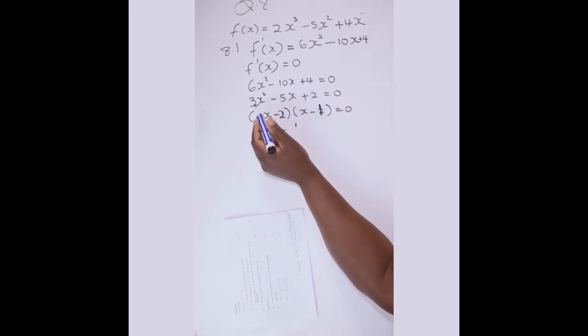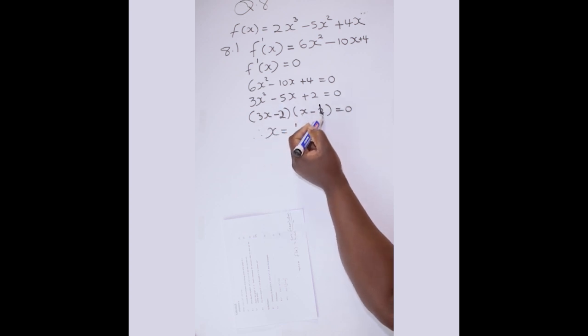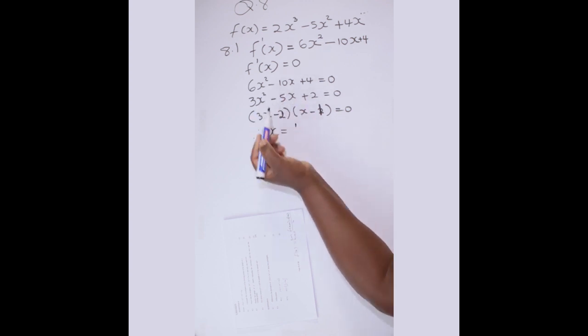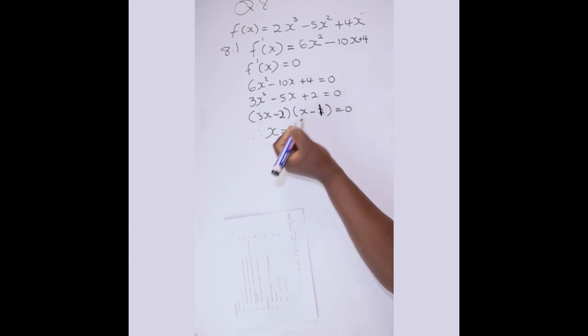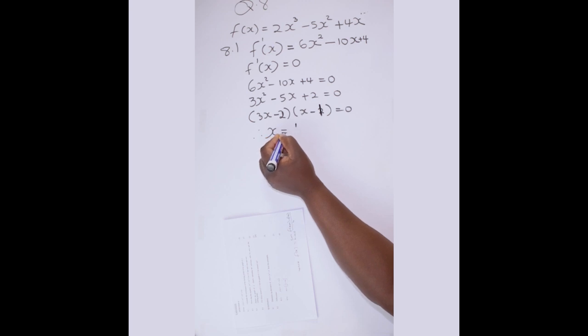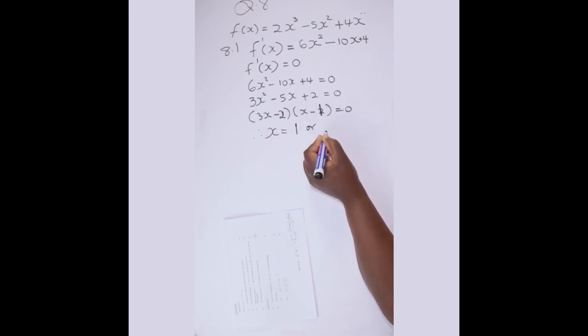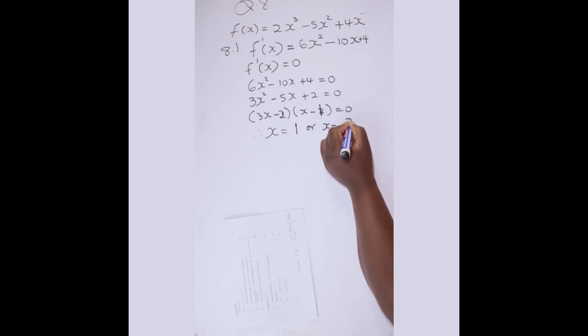3x multiplied by x gives us 3x squared. 3x multiplied by 1 will give us a negative 3x, and a negative 2 times x will give us a negative 2x, for which a negative 3x minus 2x will give us 5x. Perfect. So now we are in the good direction. So this means we have x equals 1, or x equals 2 divided by 3. Those will be your x coordinates at the turning points.